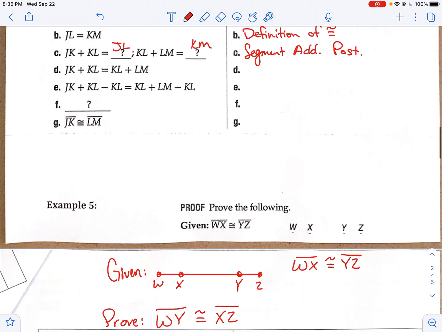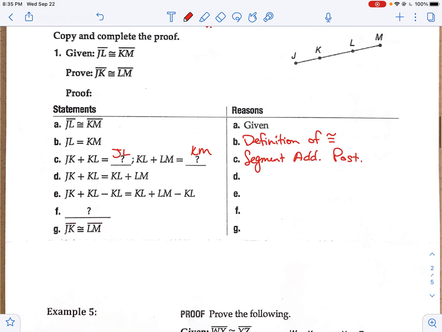All right, we got 2 more proofs to do. I would encourage you to take a look with me at A through D, and then I'll give you a chance to finish the proof on your own. So here, given JL is congruent to KM, prove JK is congruent to LM.